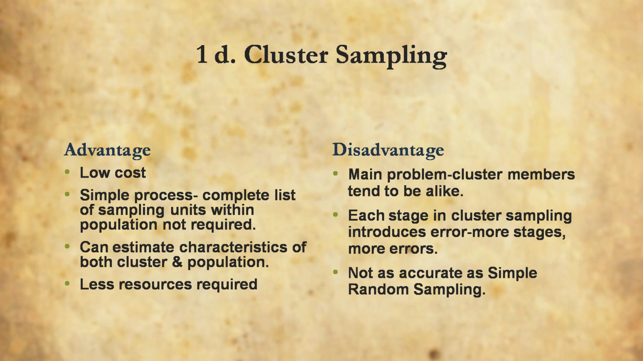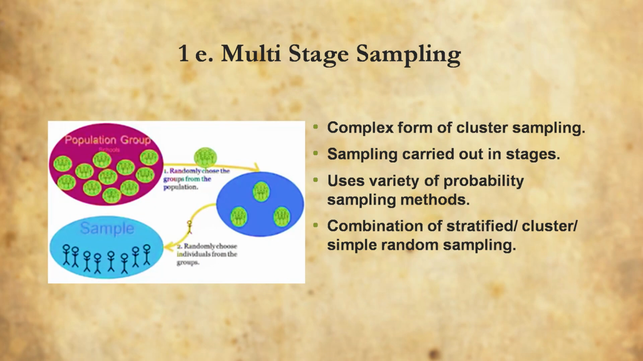On the other hand, the main problem with cluster sampling is that cluster members tend to be alike. Thus, each stage in cluster sampling introduces errors. So, the more stages we have, the more errors are introduced. And it is not as accurate as simple random sampling. The next type of probability sampling is multi-stage sampling. Multi-stage sampling is a complex form of cluster sampling.